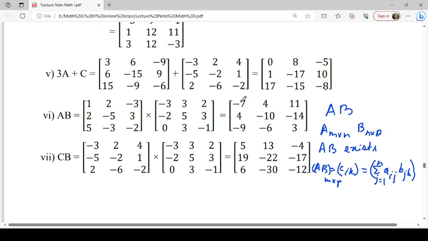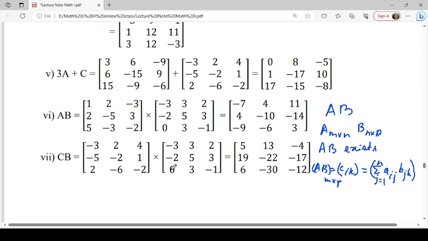When we say BA, what do we do? Because they are 3 by 3, BA is also possible. For B we need the first row, and for A we need the first column. So this is the first row of B, this is the first column of A: -3 into 1, 3 into 2, 2 into 5. The values are different, so AB is not equal to BA. We will get different values.